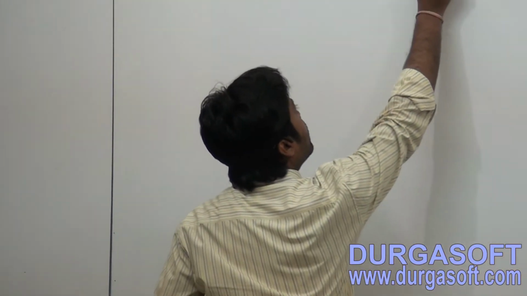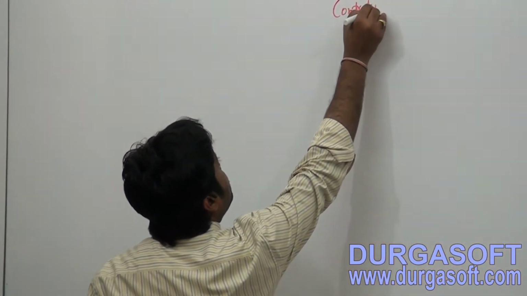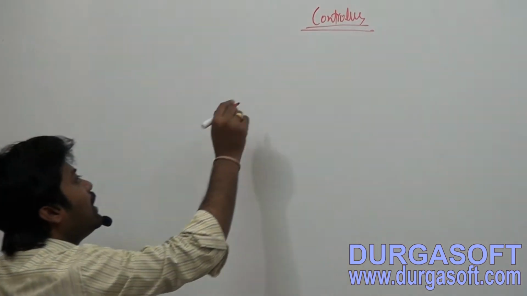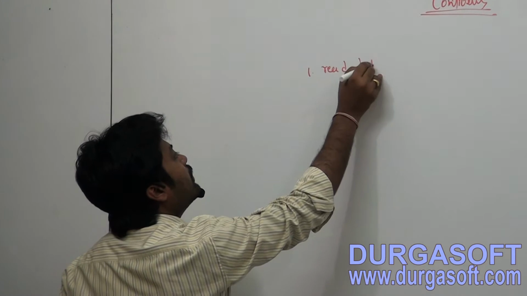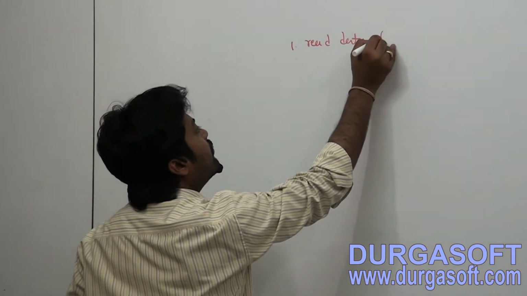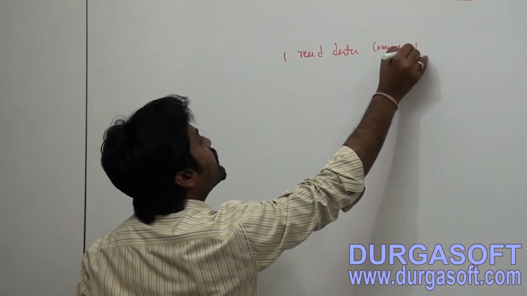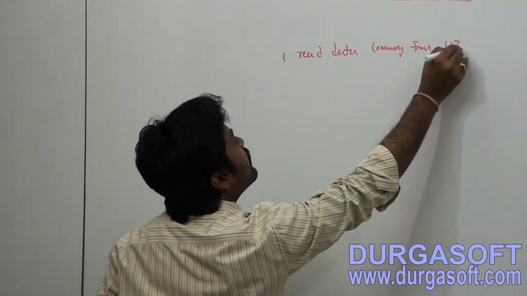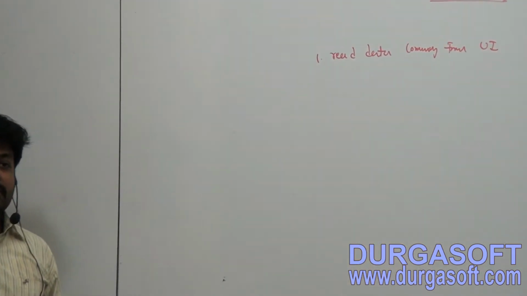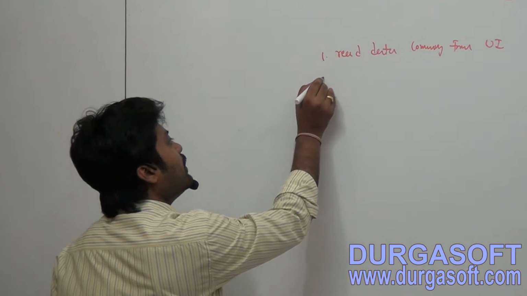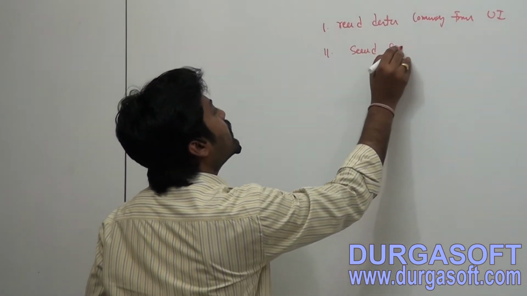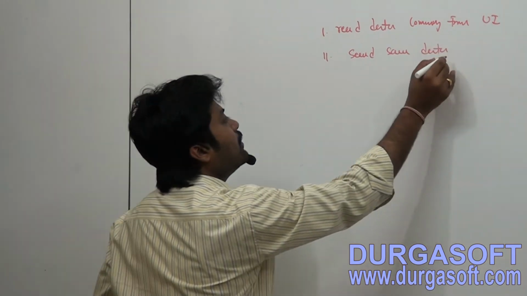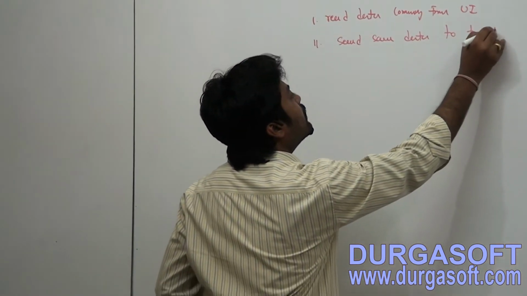So the topic is controllers. Controllers are for reading data coming from the UI. Controller responsibilities: it needs to read data which is coming from the UI, then send that same data to the model part.